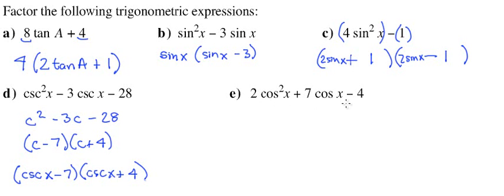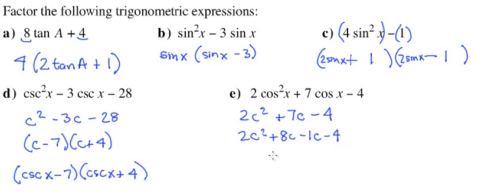And last one, again I'm going to let c stand in for cosine, so 2c squared plus 7c minus 4, that's a little better. I'm doing this by decomposition. I hope you're familiar with that. If not, I'm sure you have a guess and check method that will crack this quadratic. But when I do these, I think 2 times negative 4 is negative 8. What are two numbers that will add up to 7 and multiply to negative 8? Answer, 8 and negative 1. So 2c squared plus 8c minus 1c minus 4. Factor by grouping.